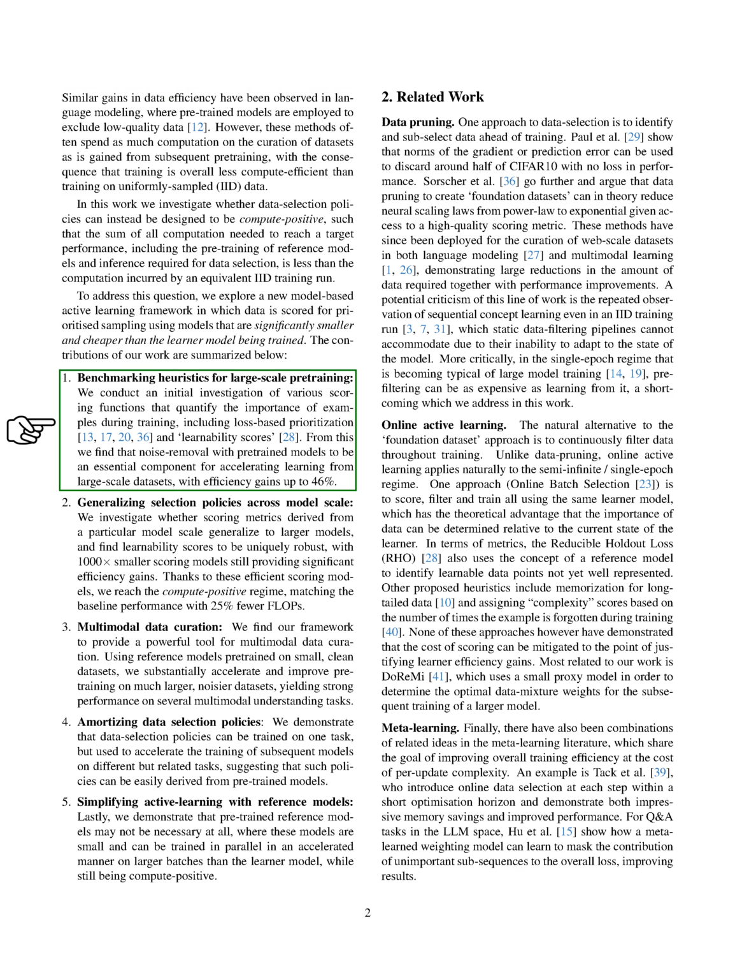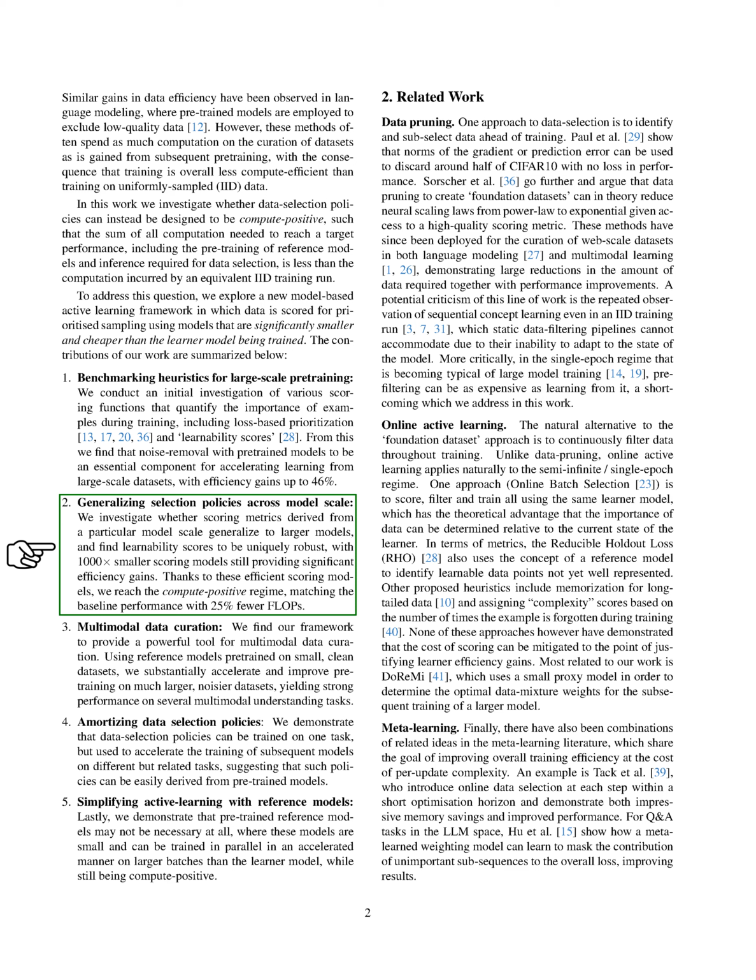Here's a summary of our contributions. 1. We've benchmarked heuristics for large-scale pre-training and investigated various scoring functions that quantify the importance of examples during training. We found that removing noise with pre-trained models is essential for accelerating learning from large-scale datasets, with efficiency gains up to 46%.